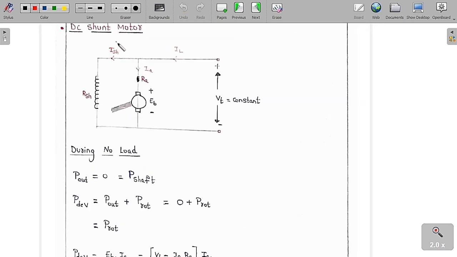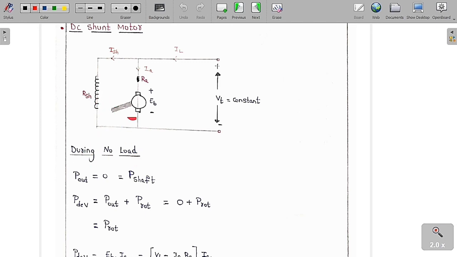So let me tell you some important concepts regarding the DC shunt motor. This is the basic DC shunt motor. This is the supply voltage or terminal voltage, which we assume to be a constant value. This is the supply current IL, this is the shunt current, and this is the armature current. This is the armature resistance, this is the back EMF EB, and R is called the shunt resistance.